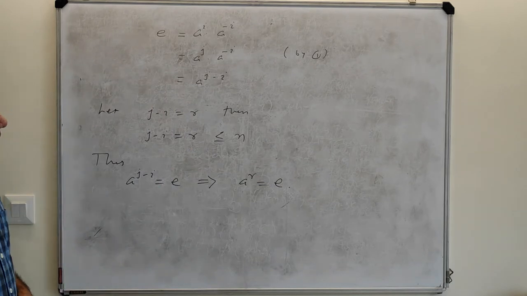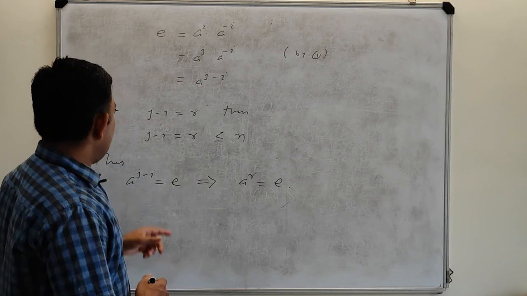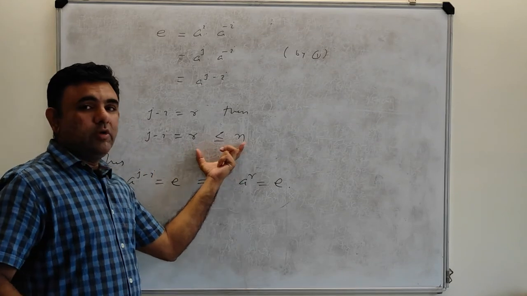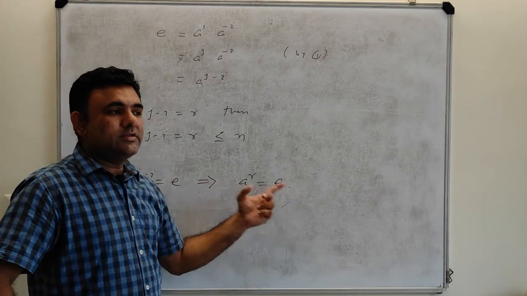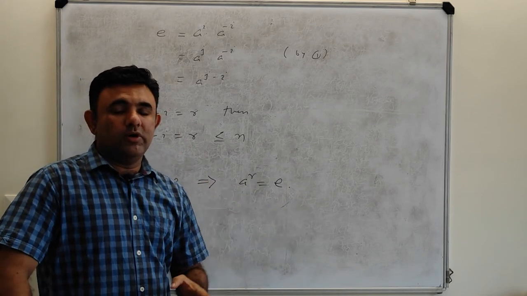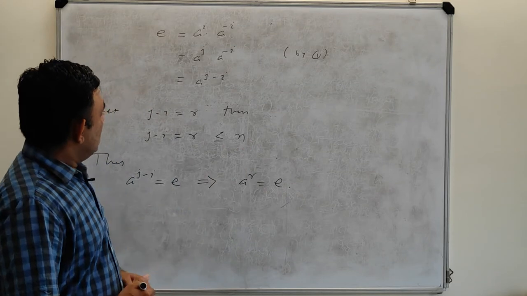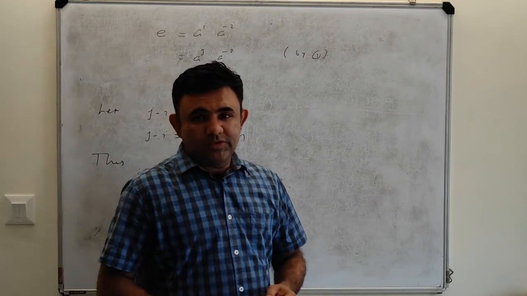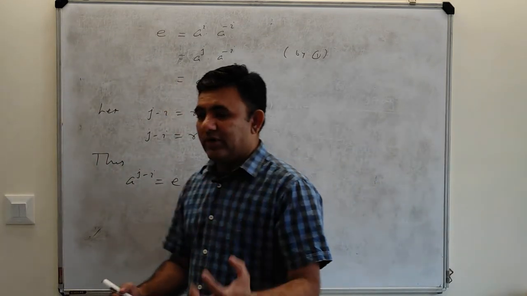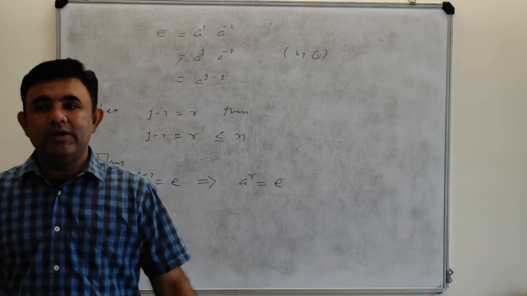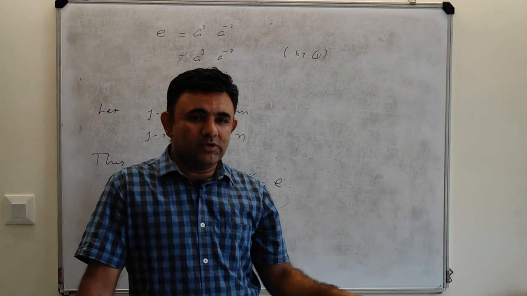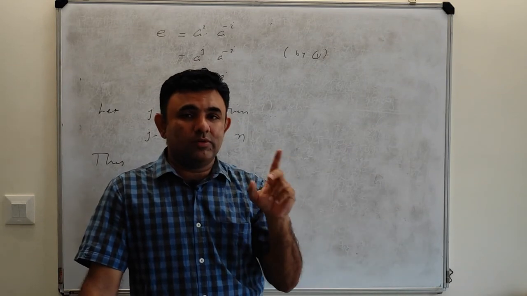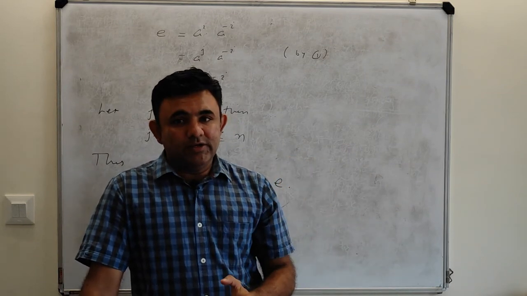So what have we proved? For a given a belonging to G, there is some r which is less than or equal to n, such that a raised to r is the identity. This happened in any finite group of order n. So this is a very important observation, that if your group is finite of order n, then for every element a you can always find some r which is at most the order of the group, so that that power of the element is the identity.